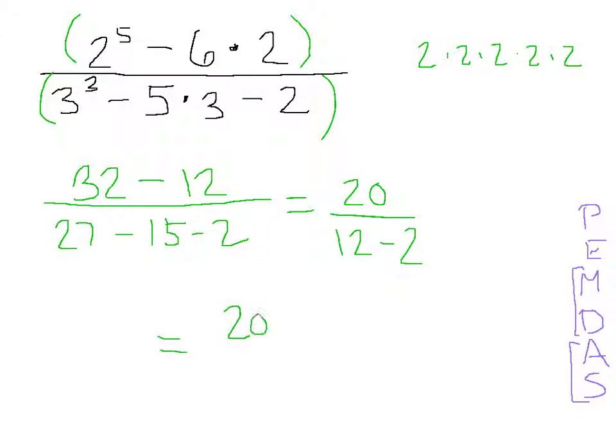So I get 20 over 12 minus 2 is 10. Then I divide or simplify the fraction, and I get 2 as my final answer.